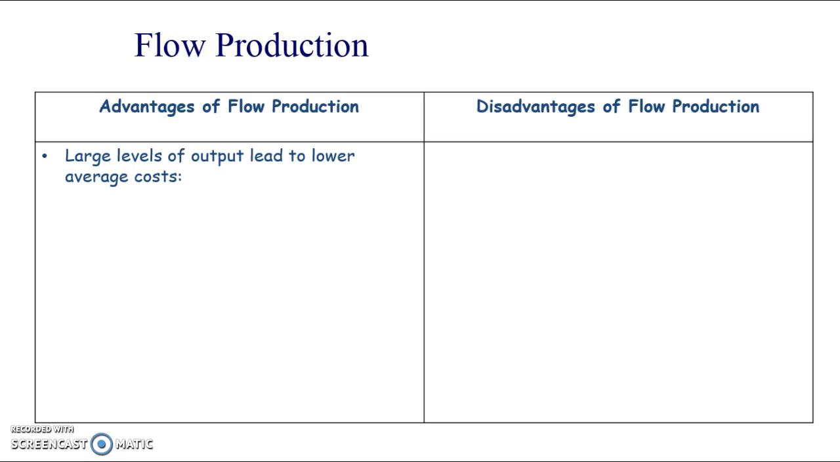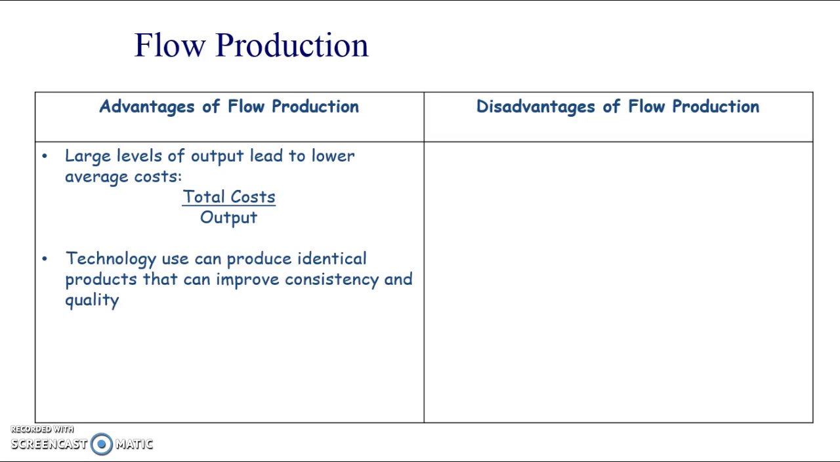Okay, so you do need to know the advantages and disadvantages of flow production. So large levels of output. I've already alluded to this, but this tends to lead to lower average costs because to work out your average cost, it's total cost divided by the number of units that you've produced. And the bigger the output, tends to mean that this number on the bottom increases at a faster rate than the number on top. And we're going to go through why that happens in the last presentation that I'm going to do, which is the benefits and the problems of growth. So if you're a bit curious about why that happens, watch that video.